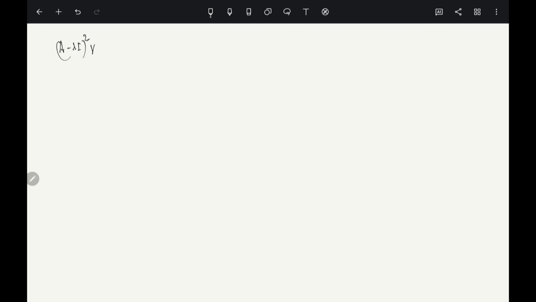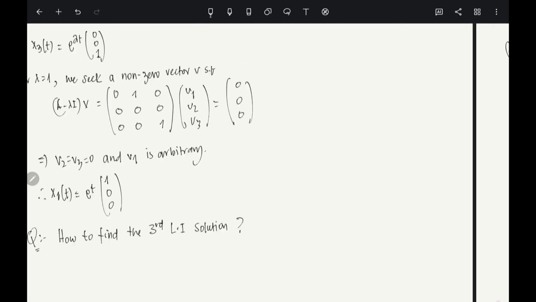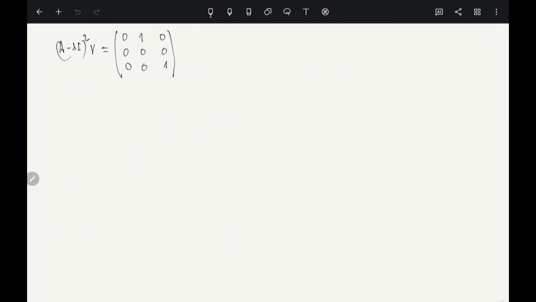So basically, we do not look at (A minus lambda I) times v anymore. We look at (A minus lambda I) squared times v. If you calculate it, it becomes [0 1 0; 0 0 0; 0 0 1]. This is A minus lambda I. You see, A minus lambda I, and times [0 1 0; 0 0 0; 0 0 1] times v.